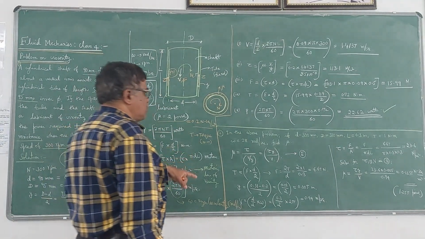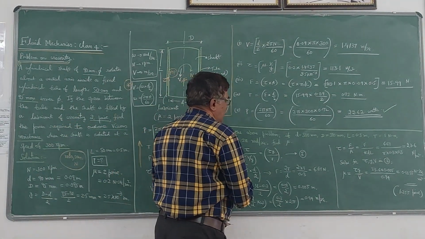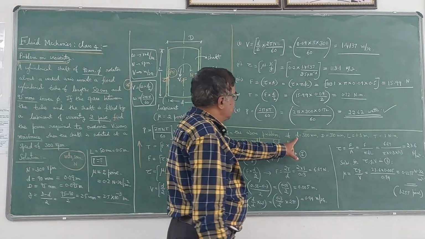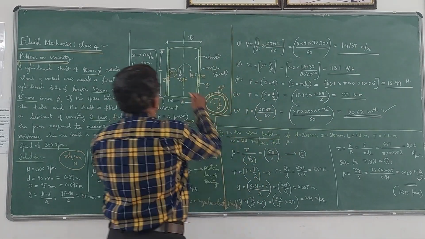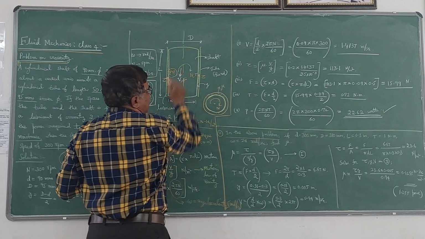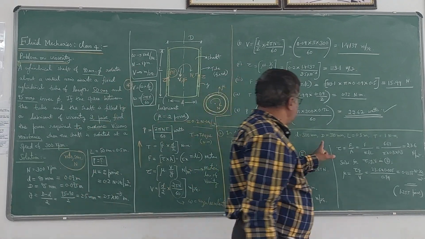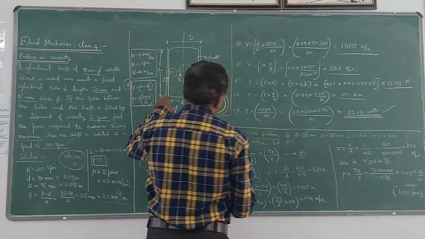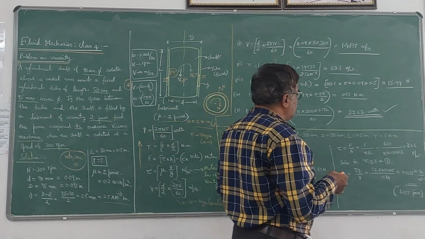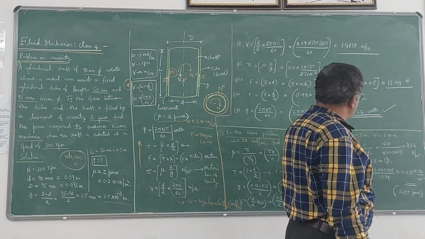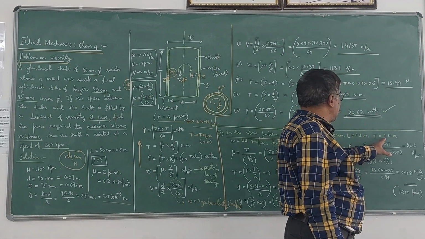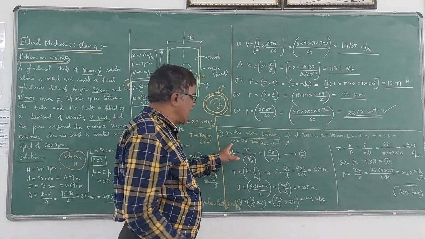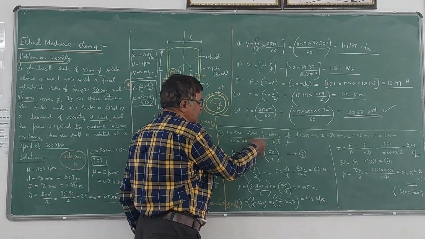So in the second problem, suppose in the above problem, I change some of the data. Small d, the diameter of the shaft, I will take 300 mm. Diameter of the tube I will take as 310 mm. Length of the shaft I will take 0.3 meter, that is 300 mm. Then torque I will take 1 Newton meter. Torque is given here and omega is given here. Angular speed is given as 2 pi radian per second.